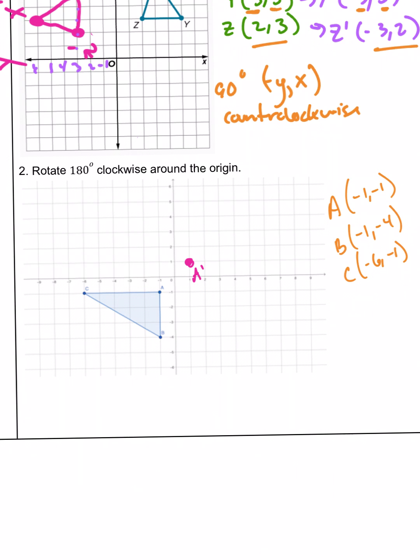And then for B, I went left and down. So left 1, down 4. So instead I'm going to go right 1 and up 4. 1, 2, 3, 4. So I'm making everything the exact opposite, because I'm imagining if I were to physically turn this paper like I did last time, it would just be upside down. So now I'm just going to plot everything as if it were upside down. C, I went left 6 and down 1. So I'll go right 6. 1, 2, 3, 4, 5, 6. And up 1. And that's C prime. Then I can connect my dots.